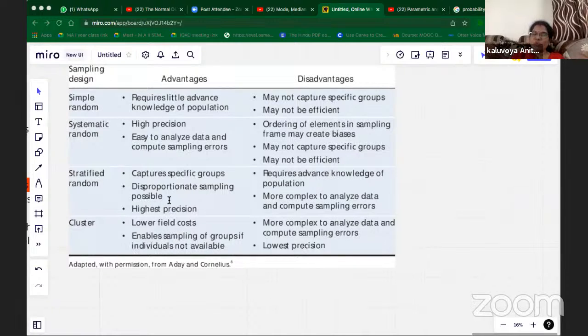Stratified sampling is homogeneity within a group. Okay, in one group, whatever homogeneity you have, and again all groups are included in that.